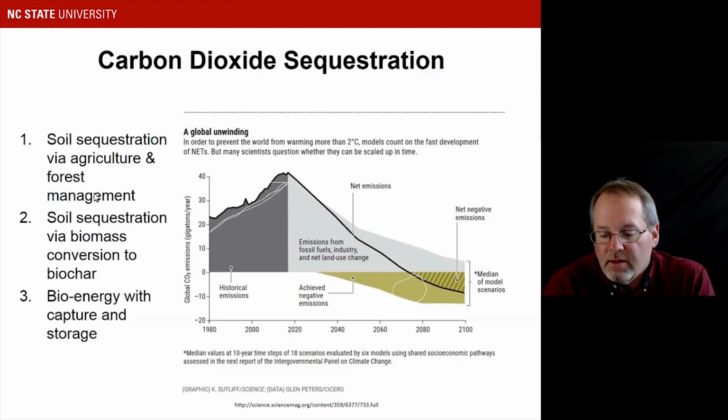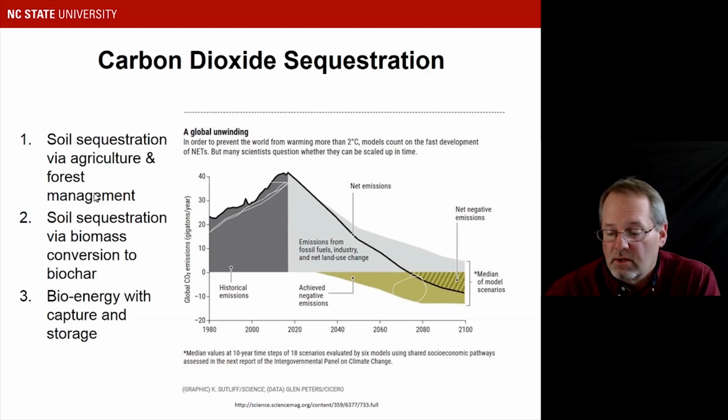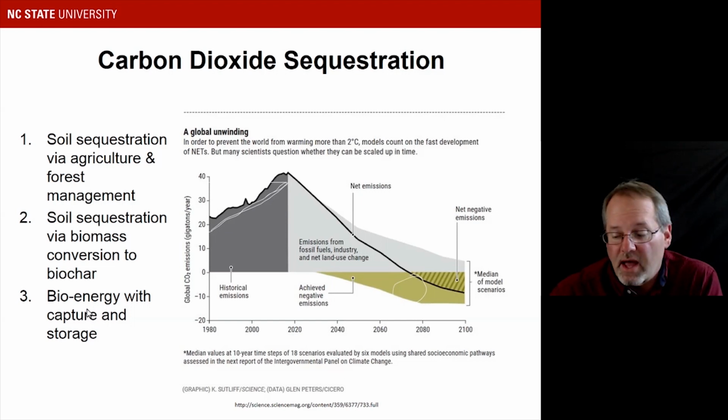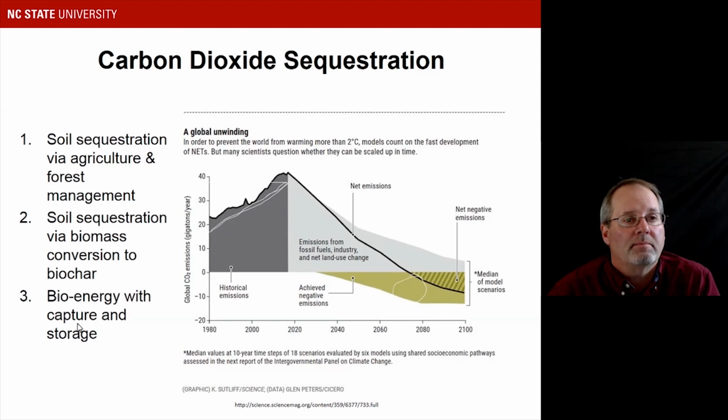Then the last one would be using bioenergy and capturing some of the emissions and storing them. What does that mean? We would grow a tree, which would take carbon dioxide out, and then we'd burn that tree for energy that we need. That's going to happen anyway. But from the smokestack, we would divert that carbon dioxide from going to the atmosphere. We would use some technologies to capture that CO2 and store it away from the environment for a very long time.